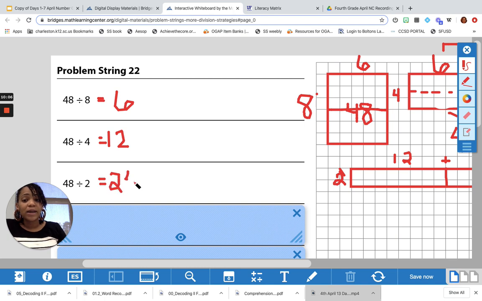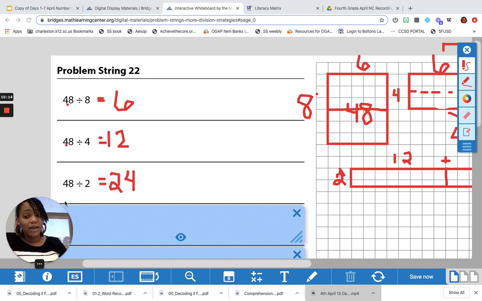So here's the big idea for this set of our problem string. When you keep the dividend, and that's why we need to know these terms, guys, when you keep the dividend the same, so the total, the amount that you're dividing, when you keep that number the same, but your divisor is halved, that means your quotient has to be doubled.